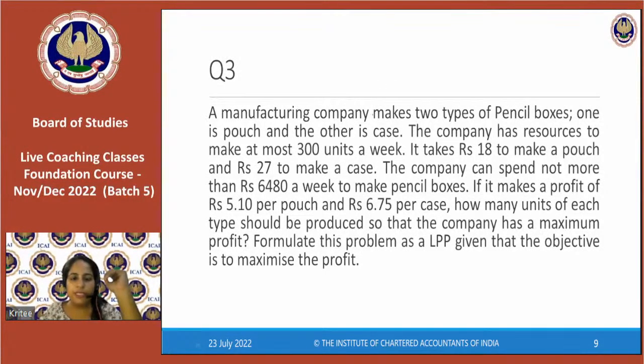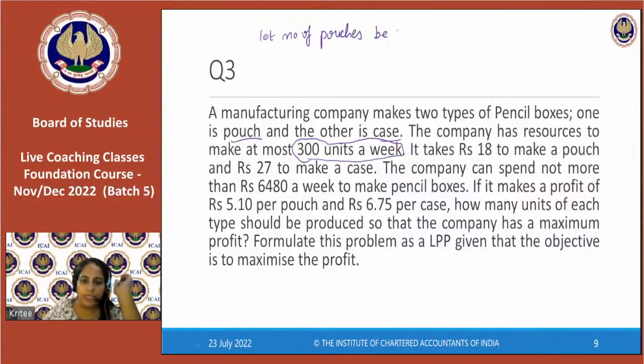A manufacturing company makes two types of pencil boxes. One is a pouch and the other one is a case. The company has resources to make at most 300 units a week. The maximum that we can make is at most 300 units. So I will say let number of pouches be X and cases be Y.